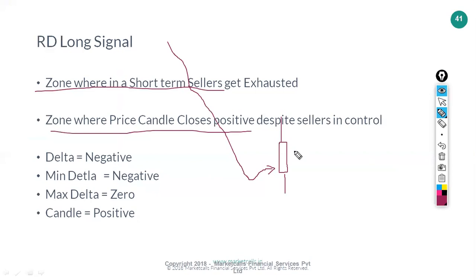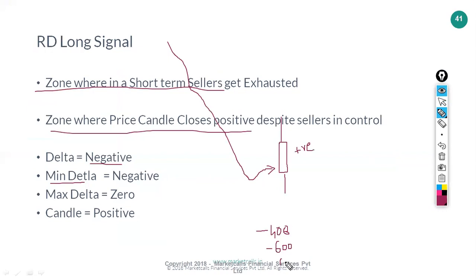But if you look into the delta information, the delta will be negative. The reading will be like minus 400, which means the sellers are in control in that candle. And there is something called minimum delta. The minimum delta is negative, maybe something like minus 600, and the max delta is zero.